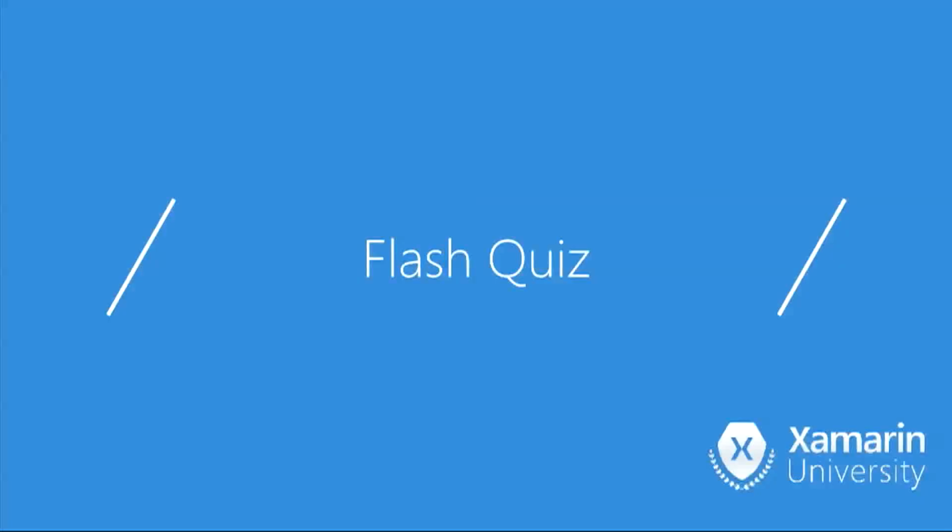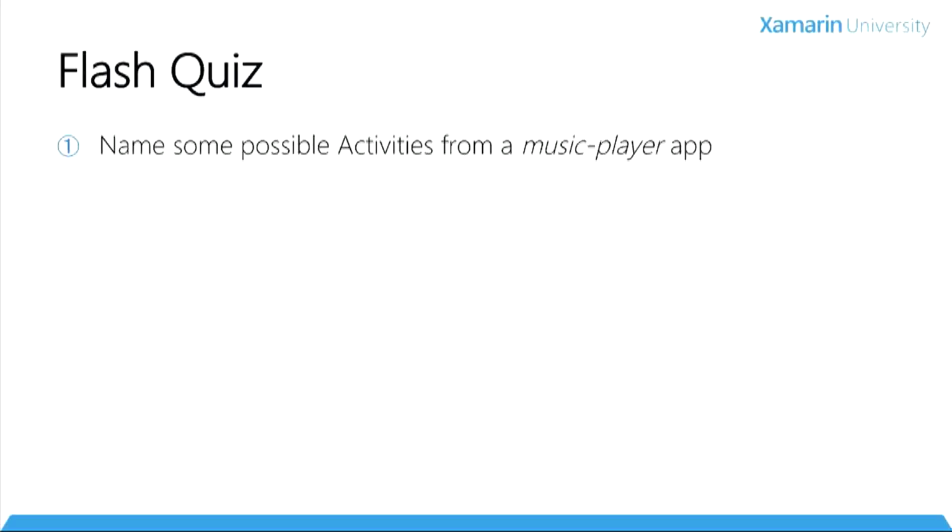To help you think about the concept, let's do a couple of examples here. Suppose you were coding a music player app. Think about what kind of activities might be available within that app. So if you had to decompose this app into a collection of collaborating activities, what kinds of activities might you come up with?